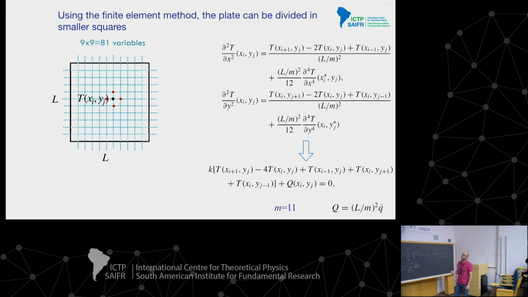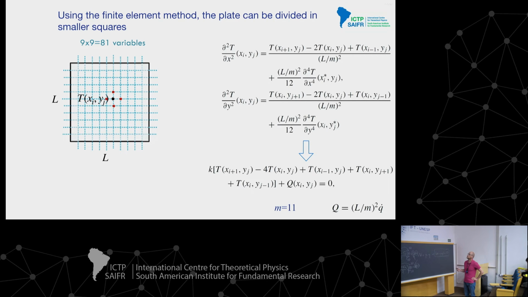There are different ways to approach this problem. One of these methods is to use the finite element method. In this strategy, we divide the plate into several small squares, and the goal is to find the value of the temperature at each point in this plate, right? That's our goal. So the first step is to discretize this equation, so the second order derivative here.